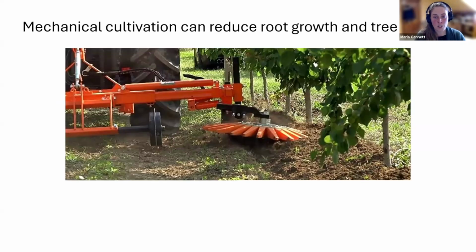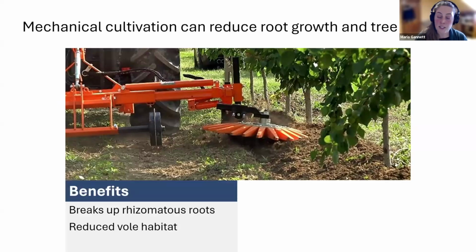So mechanical cultivation is one way that you can manage weeds in your orchard. This particular method is very helpful for breaking up rhizomatous perennial roots. And it also generally leaves a very bare soil surface, so you have reduced vole habitat. With tillage, you will have a period of time that is weed-free, and then weeds will continue to germinate. If people are having problems with annual weeds on their farm, potentially they're using something like tillage a little bit more than some other orchards, because this promotes germination of annual species.